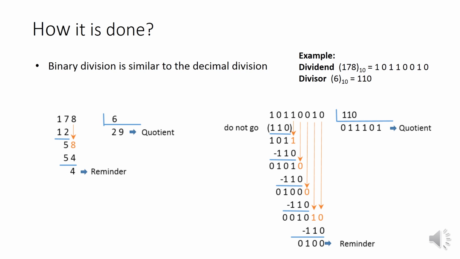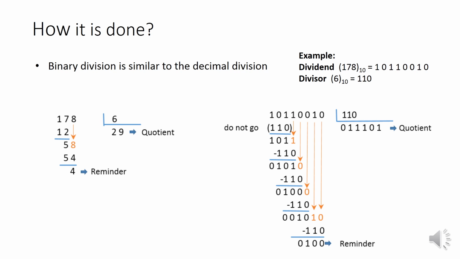Then we bring down the next digit of the dividend. And we repeat the process, subtracting and multiplying until all the digits of the dividend are covered. So that is how we usually perform the division in decimal. As a result, the final remainder is 4 and the quotient is 29.